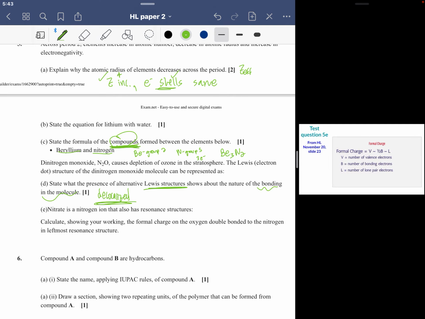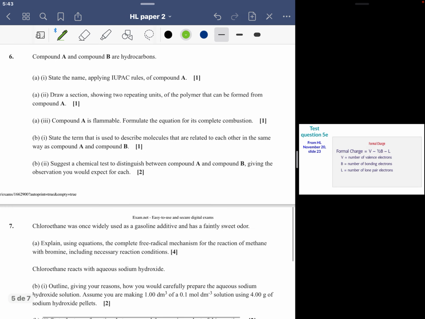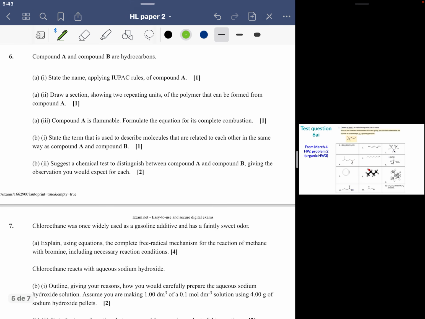Formal charge, you needed to set up the equation correctly. And that's an equation we learned in high level time. All right, question 6. 6A was about naming. We've practiced naming. Here's an example of where we practiced naming.